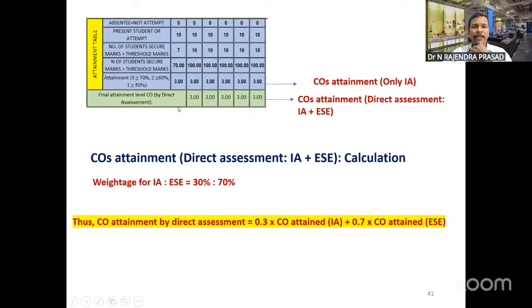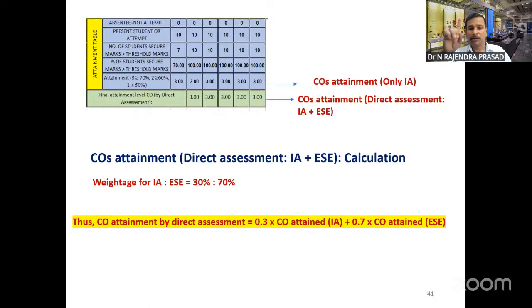Now, the final attainment you have to calculate. Final attainment means attainment from the internal assessment test and attainment from the end semester examination. You have the proportion for that: 30 is to 70. 30% weightage for the internal assessment and 70% weightage for the end semester examination. Put the formula. What is the attainment for the internal assessment test? It is standing at 3. So 0.3 into CO attained in internal assessment, that is 3, plus 0.7 into CO attainment in the end semester examination. You add those two, and you get the overall CO attainment for that particular course.